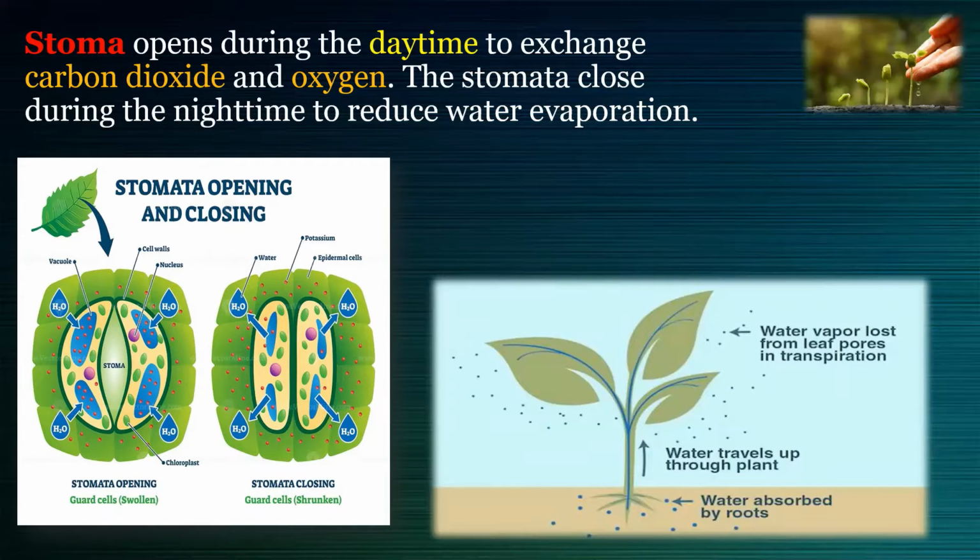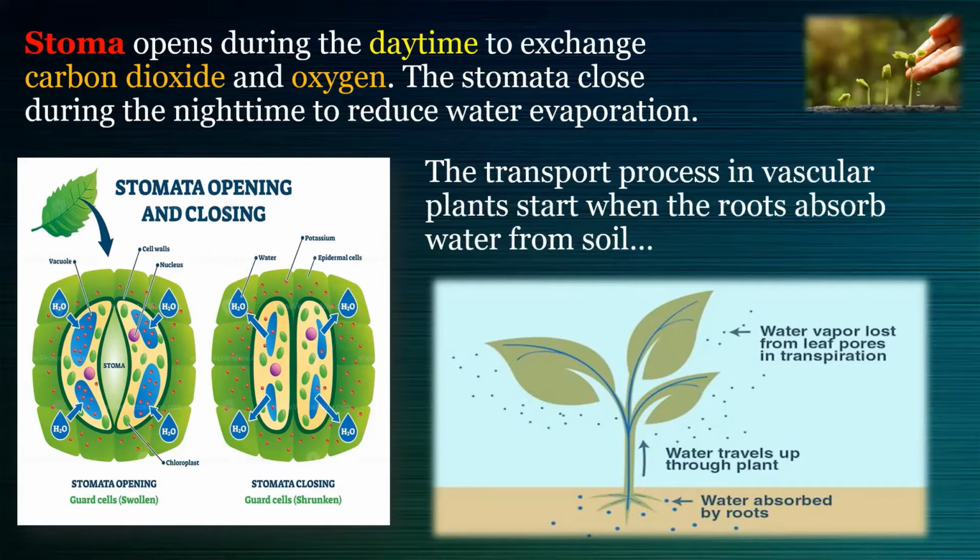Water is absorbed by roots, then water travels up through the plant, and then water vapor is lost from leaf pores in transpiration. The transport process in vascular plants starts when the roots absorb water from soil. The water is transported through the xylem up the stem to the leaves. Transpiration results in more water being taken up from the roots. Remember, water moves by osmosis from root cell to root cell until it reaches the xylem.